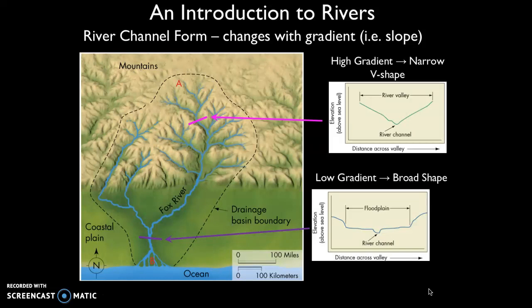As two examples that I have here, you're seeing that where the river is at its highest elevation, where the gradient is also the highest, you're going to get a pretty narrow river with a V shape, as you're seeing up here. At that point, at high elevation, the river has a lot of potential and is going to want to get down as soon as possible. So it's not going to have a lot of time to make a broad shape, but rather it's going to be a fairly narrow V shape.